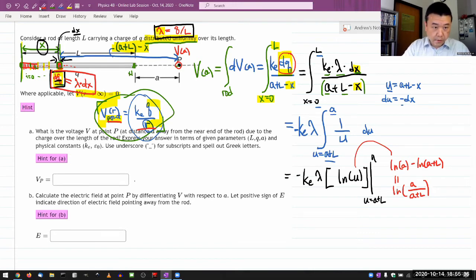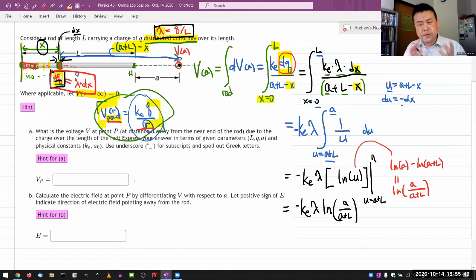So with that, the overall expression becomes minus ke lambda natural log of a over a plus l. And I'm going to do a bit of a simplification. Right now, this expression is actually positive. You can prove that it's a positive expression, but it has this extraneous negative sign. And the way this logarithm is written, it's actually a negative logarithm, because a over a plus l, if both a and l are positive numbers, is a number less than one. So the logarithm of that will be negative. All of this is a double negative, and I'd like to simplify it.